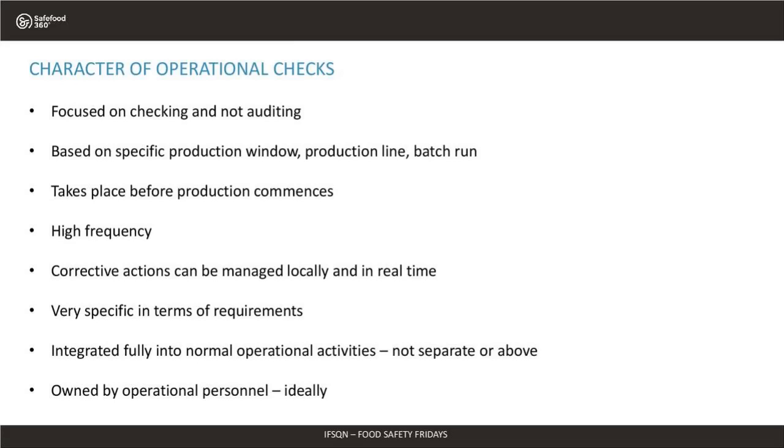Corrective actions need to be defined. No point in inspecting if you don't have a concept and understanding of what the action should be. And the action should be pretty much instantaneously available and triggered, based on very specific requirements or specifications, and again, integrated fully into your normal operation activities and not separated from them. And that's very important. Good practice dictates that these operational checks should all, where possible, be owned by the individuals who are operating the process. You give ownership to them to make sure that they check their own stuff.